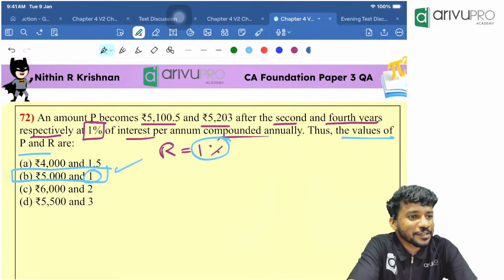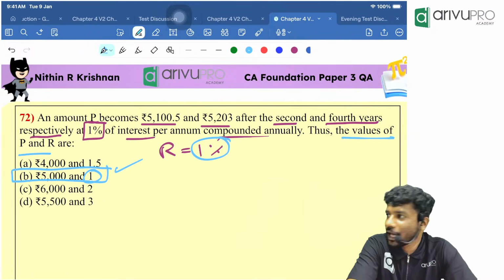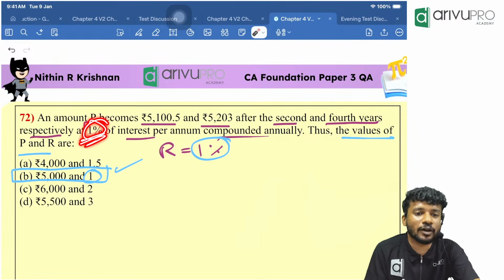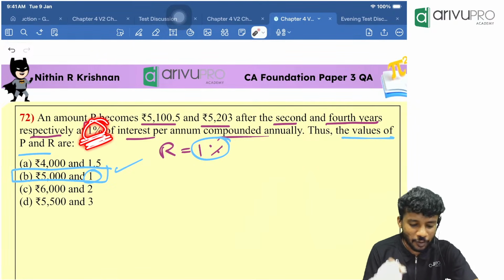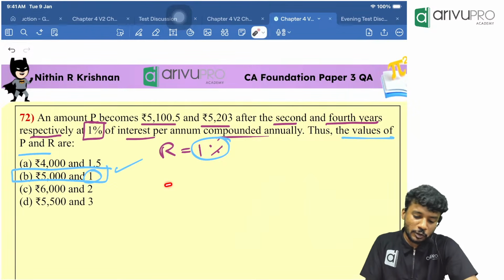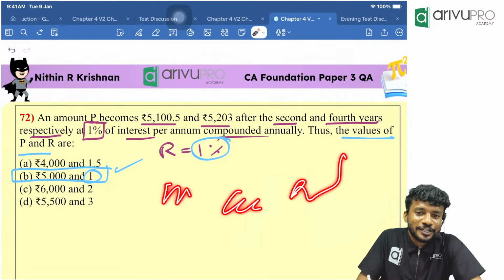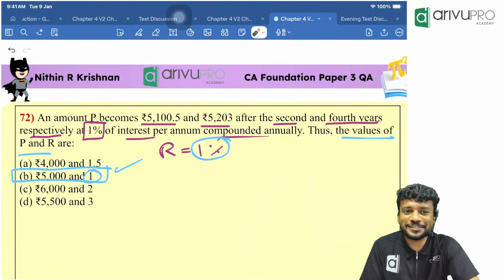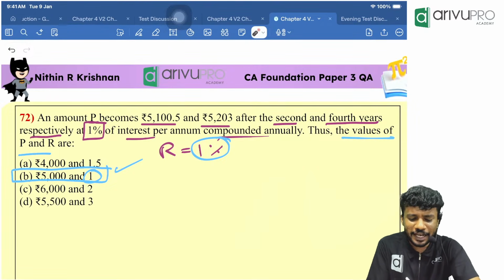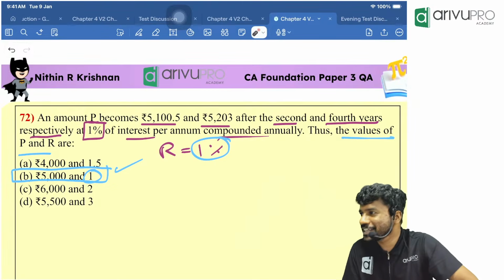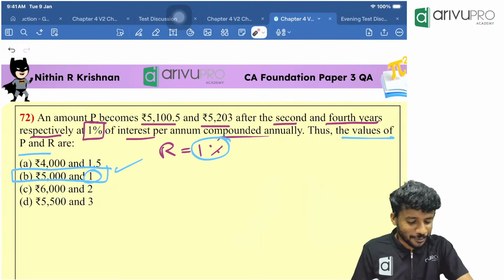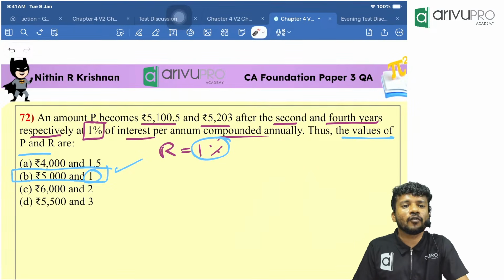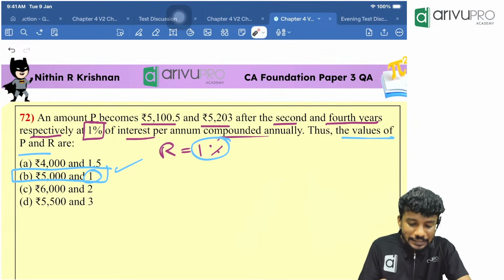Understood? Even though it's a question which requires our calculator, it is already mentioned in the question itself that 1% is the rate percentage. Certain people will write everything inside the exam hall, and at the end you will find the error also. So how did you get the answer? The rate percentage is already mentioned in the question. The answer is option B. 5,000 is the principal and 1 is our rate percentage.